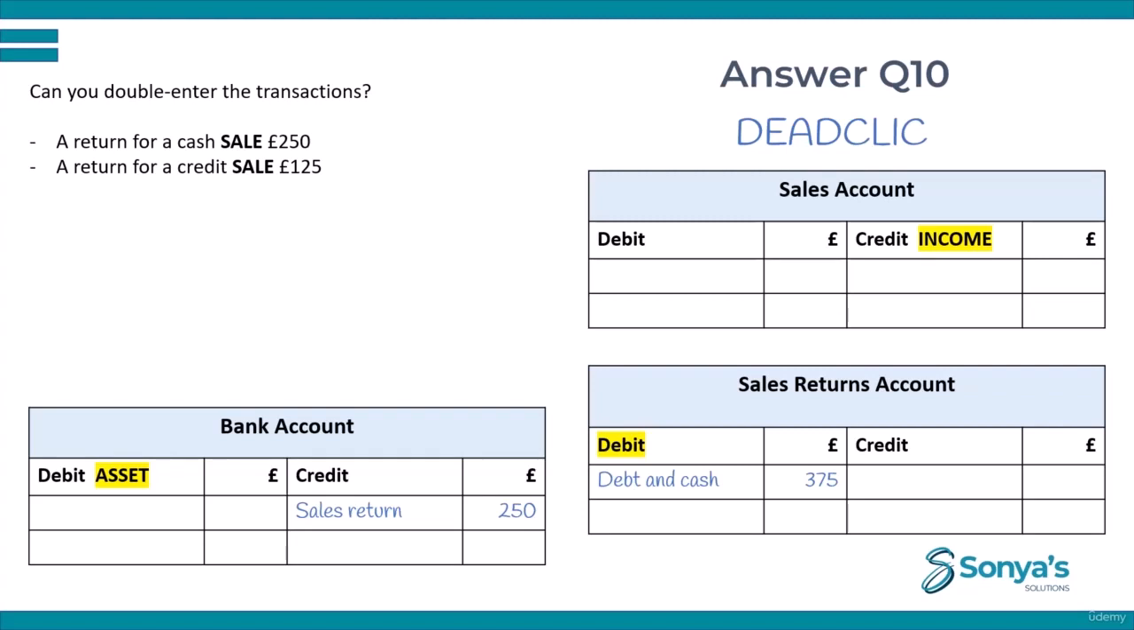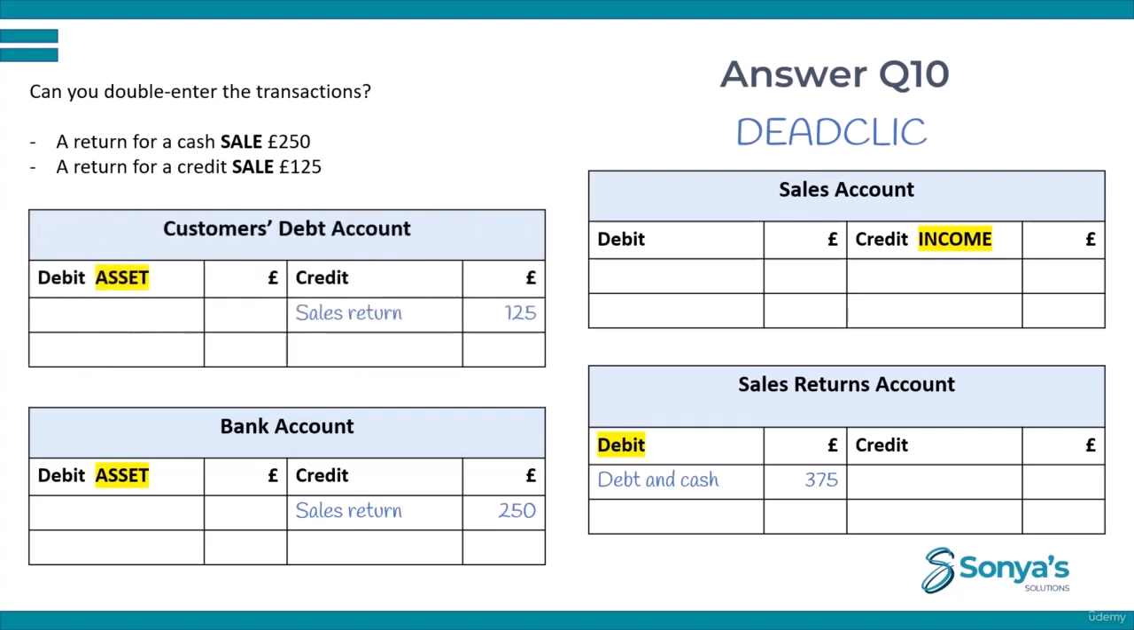The invoice for the credit sale is on the debit side of the customer's debt account, an asset account with a debit opening balance. We reduce the debt with a credit entry. Finally, did you check the entries balance?